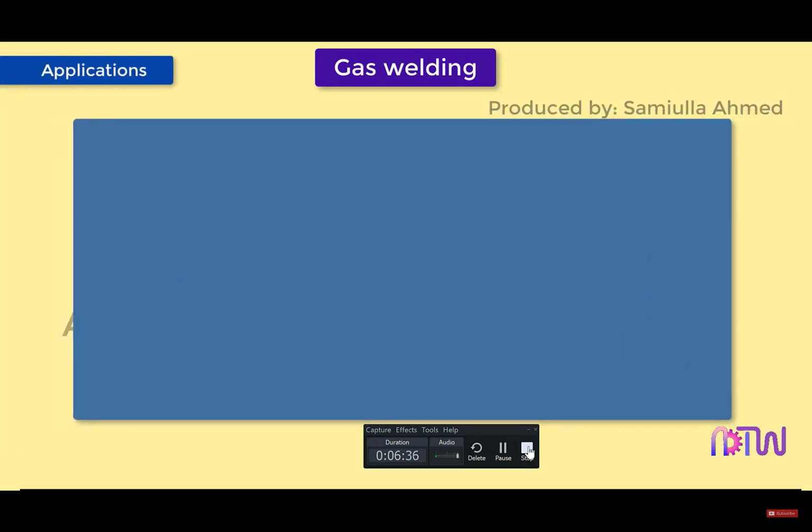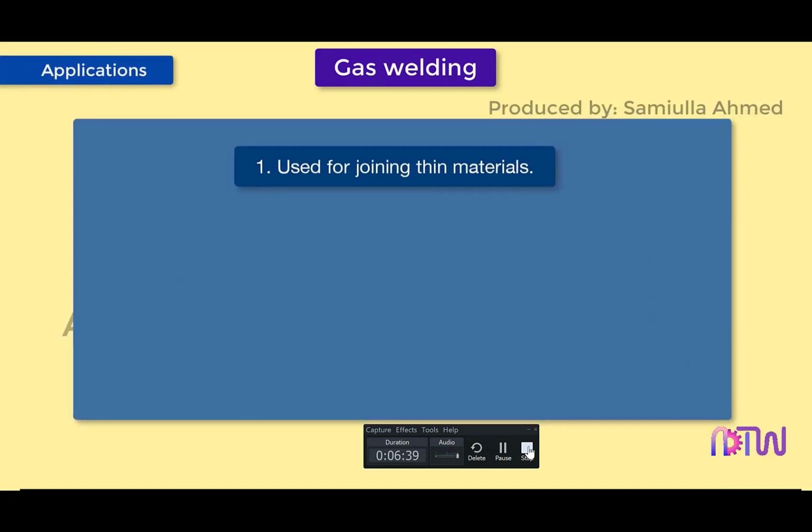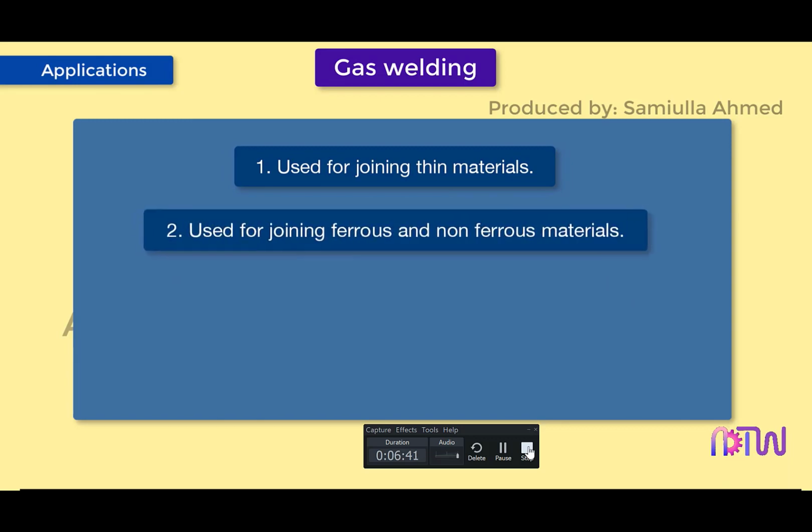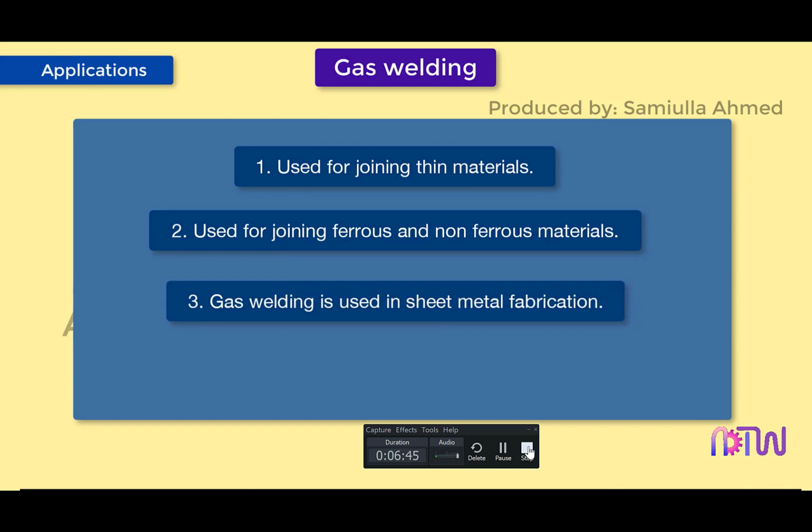Applications of gas welding. 1. Used for joining thin materials. 2. Used for joining ferrous and non-ferrous materials. 3. Gas welding is used in sheet metal fabrication. 4. It is used in aircraft industries.